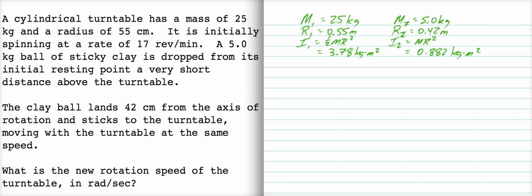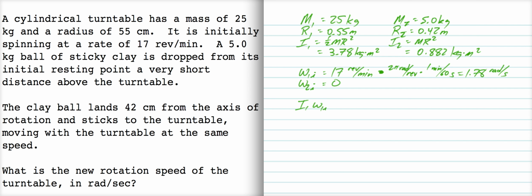Alright, now that we got that out of the way, we're also told that the initial spin of the turntable, omega 1i, is 17 revolutions per minute, which we have to convert to radians per second, right? So we multiply by 2 pi radians per rev, and by 1 minute over 60 seconds to get 1.78 radians per second. So that's in MKS units. Now the clay is being dropped from above the turntable, so it has no angular speed to begin with. Alright, so let's see what we got.